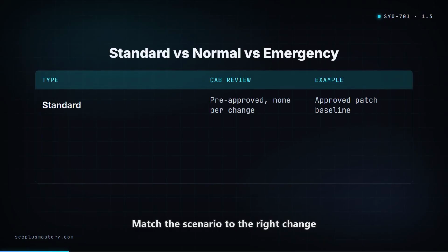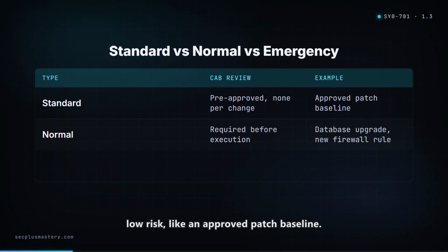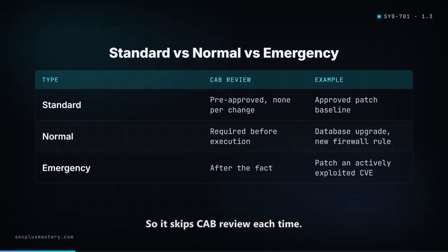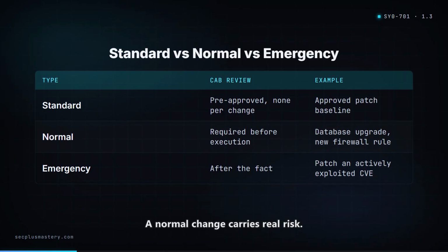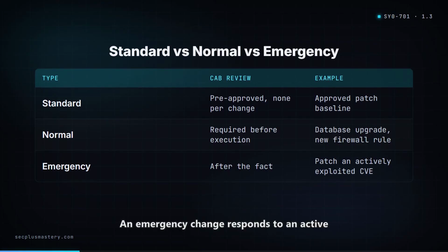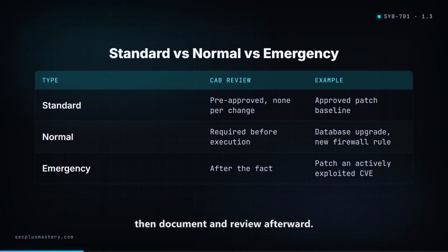Match the scenario to the right change type because the type sets how much review you need. A standard change is pre-approved and low risk, like an approved patch baseline, so it skips CAB review each time. A normal change carries real risk, so it requires CAB review and scheduling first. An emergency change responds to an active outage or threat, so you act fast, then document and review afterward.